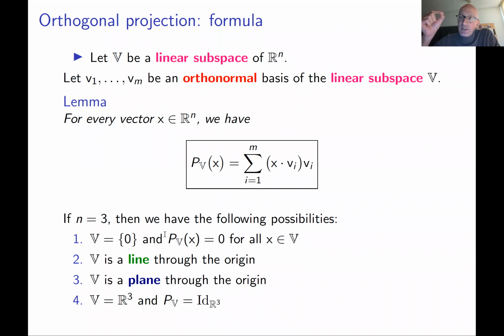You take a point in the space, and you take a point in the plane, such that the vector joining these two points is orthogonal to the plane. This is basically given by this projection. And there's a final extreme case when V is the whole R3. In this case, orthogonal projection is just the identity map.